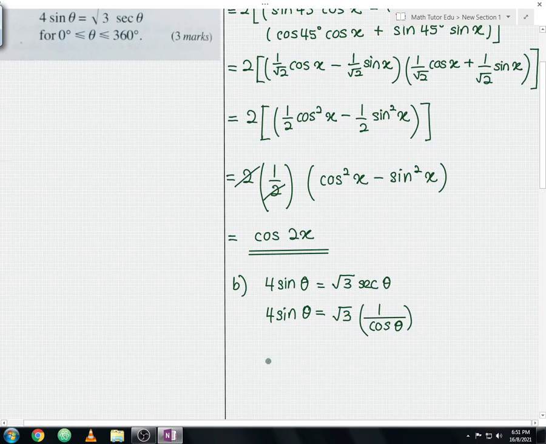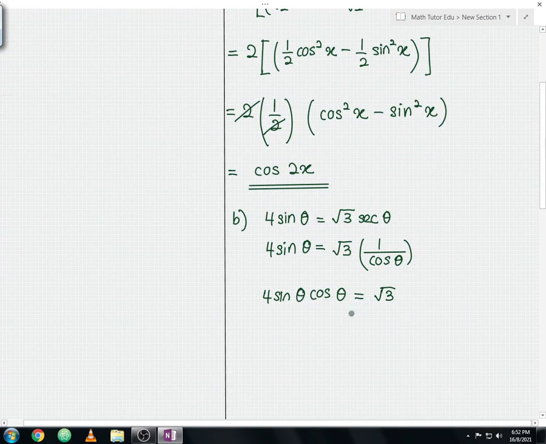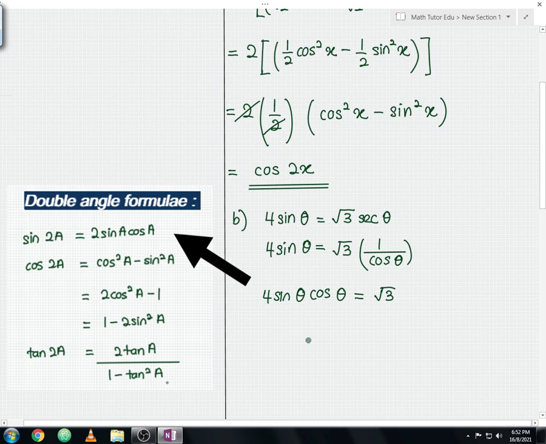So from here, you should get 4 sin theta cos theta is equals to square root 3, or you can just use this cos theta at the denominator and then times over here. That's also can, guys. So from here you get 4 sin theta cos theta is equals to square root 3. I don't know if you guys notice or not, but I can relate this expression into the double angle formula, which in this case is sin 2a is equals to 2 sin a cos a.